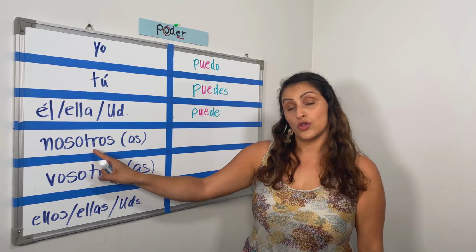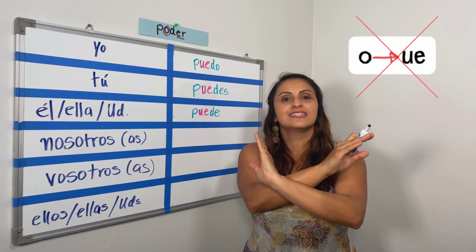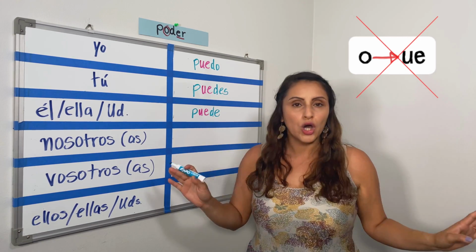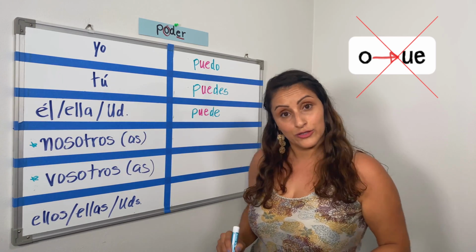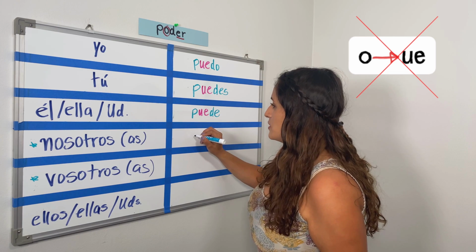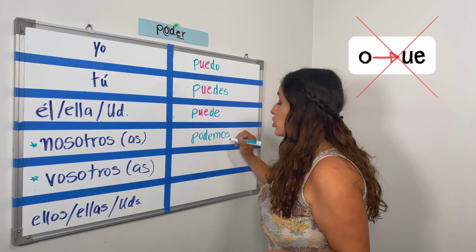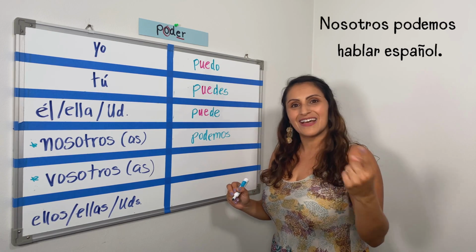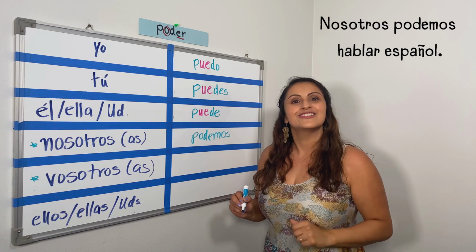Remember that nosotros and vosotros are special because we do not change the stem. No changing the stem. So let's remember, for now, let's put a little star and let's go to conjugating like a regular verb. So we would say, podemos. Nosotros podemos hablar español.